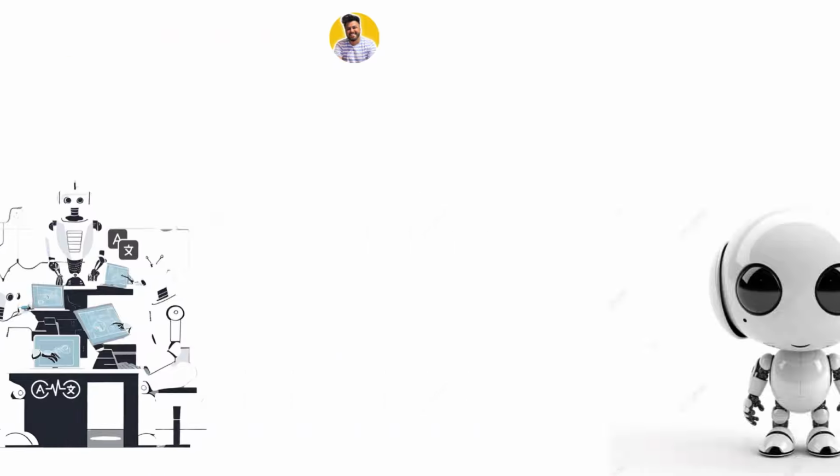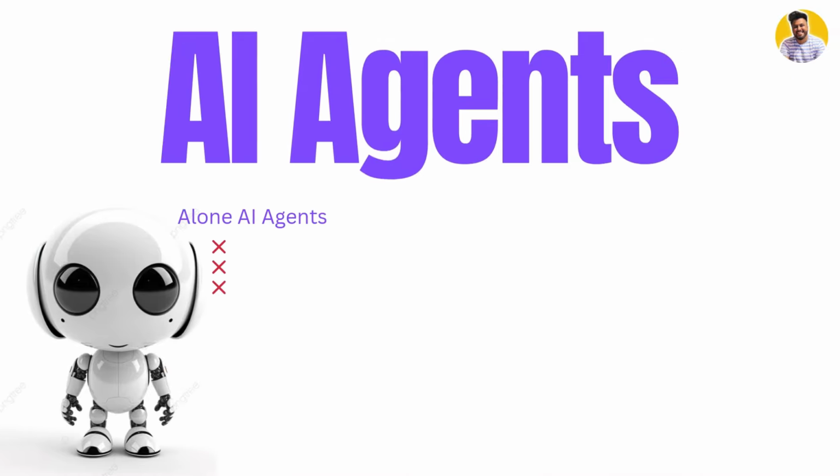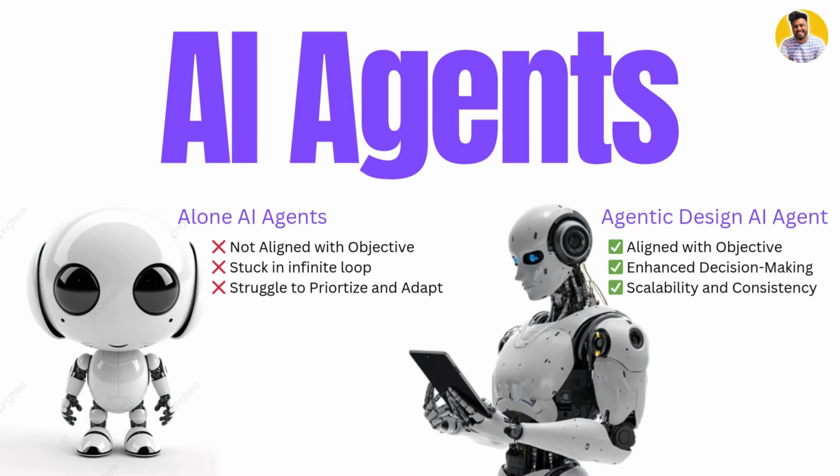If you are using AI agents alone without agentic design patterns, they are not aligned with the objective. They can get stuck in an infinite loop of feedback or hallucinations. They can struggle to prioritize and adapt to the environment. But with agentic design patterns, they can align with the objective, have enhanced decision making, scalability, consistency, and can easily adapt to the environment as well.